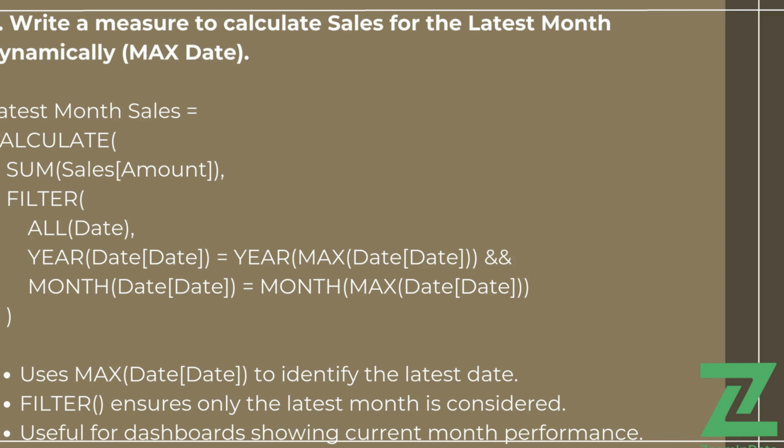Uses max, date, to identify the latest date. Filter ensures only the latest month is considered. Useful for dashboards showing current month performance.